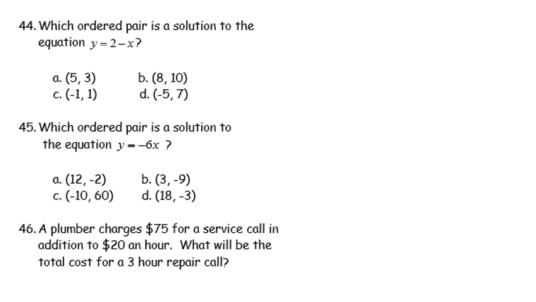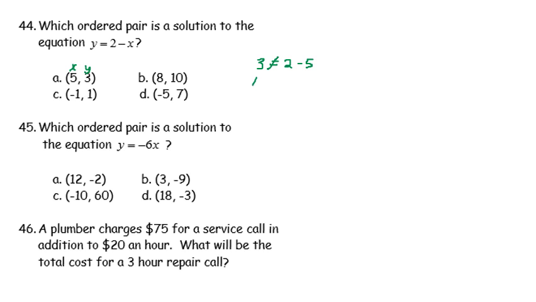44, which ordered pair is a solution to the equation? Well, what you could do with these is just plug them in. So let's look at the first one. Remember, this is your x, this is your y. So I'm going to take 3. Does that equal 2 minus 5? Well, 2 minus 5 actually equals negative 3, so that's not our answer.